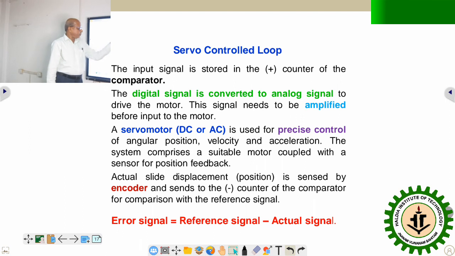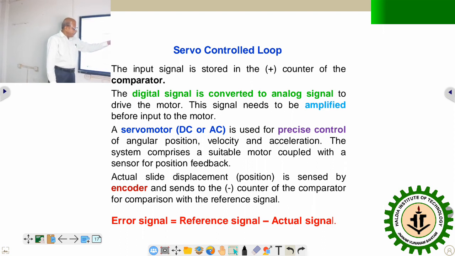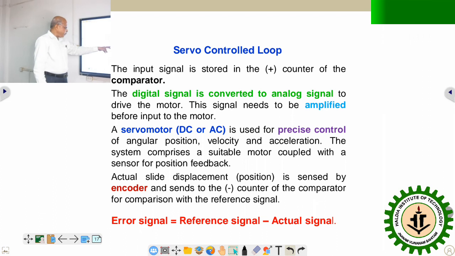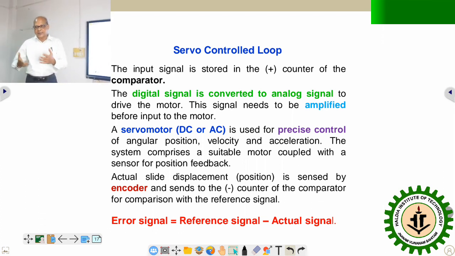So the input signal is stored in the positive counter of the comparator. The digital signal is converted to analog signal to drive the motor. This signal needs to be amplified before input to the motor. A servo motor, it may be DC or AC.